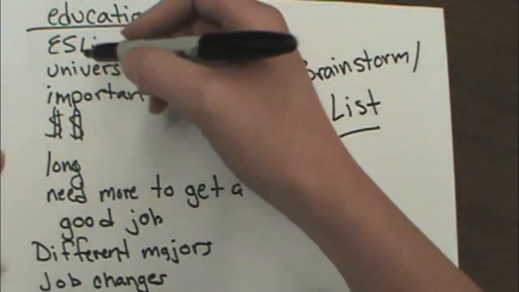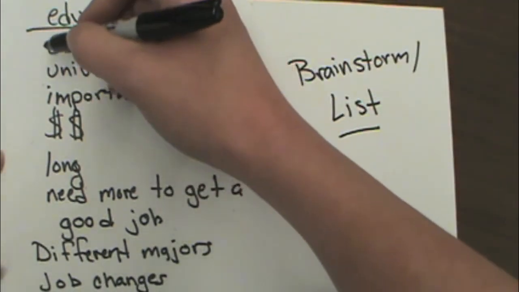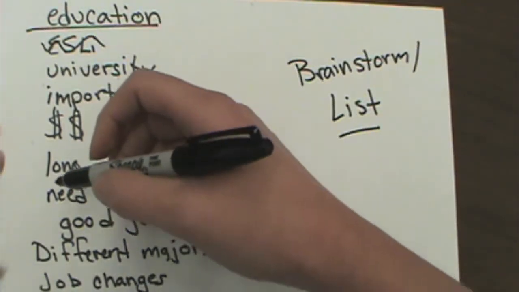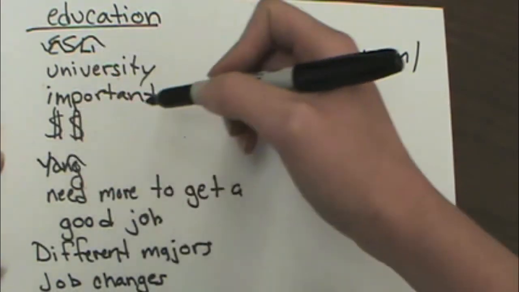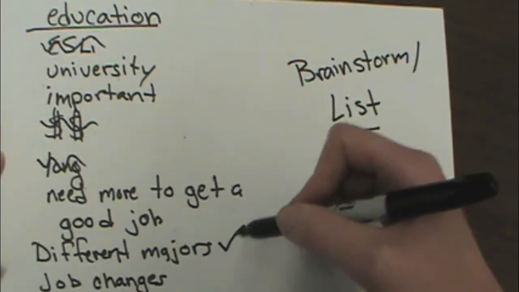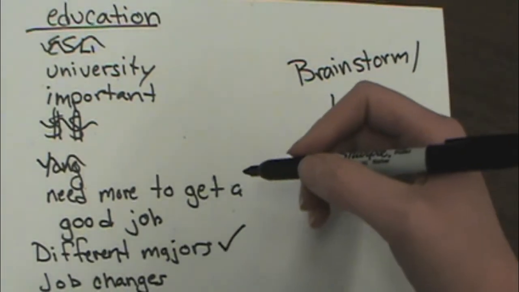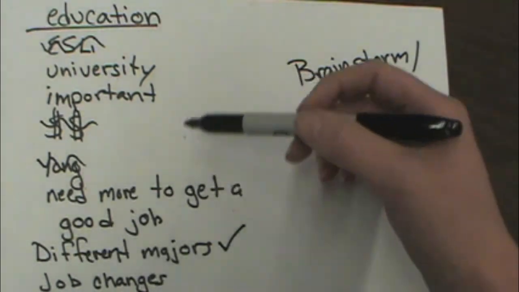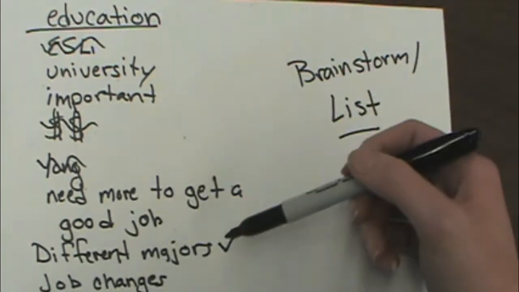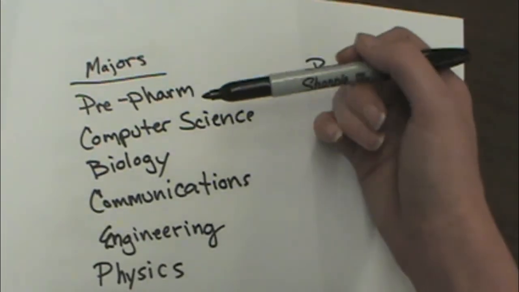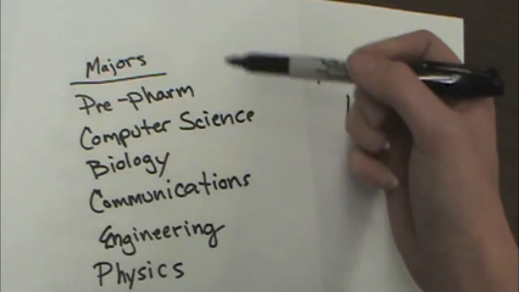So, for example, you might want to mark out, okay, I'm not going to talk about ESL. I'm not going to talk about how long it is or how much money it costs, but hey, these different majors, I think I could write a lot about this. Then you can go back and write yourself another list where you have similar ideas related now to this topic. So I've got a list here. I've listed all the majors that I know.